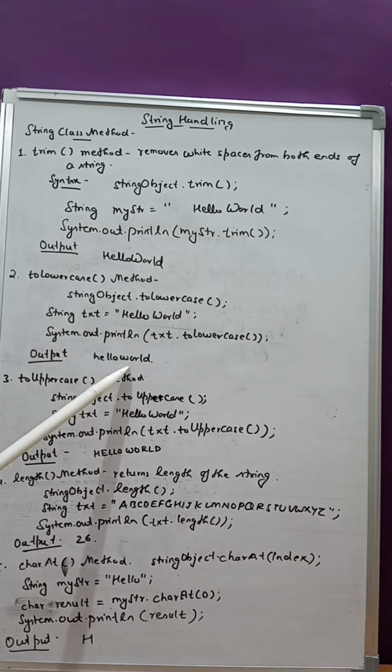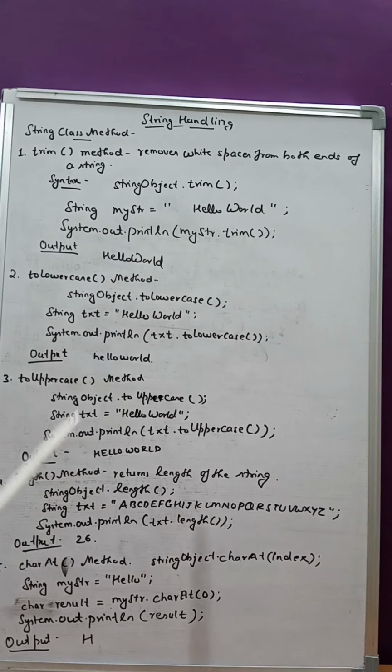Okay. The third method in this list is the toUpperCase method. The toUpperCase method is used when you have to convert all the string letters into uppercase letters. In that case, we have taken an example, String txt is equal to hello world, and in the print statement you have written System.out.println.